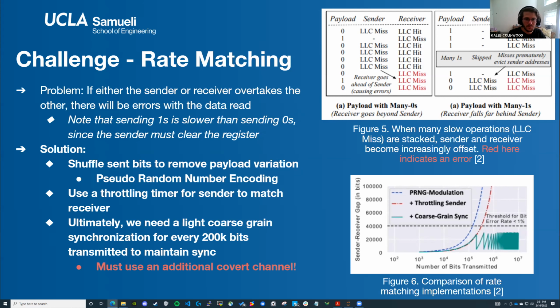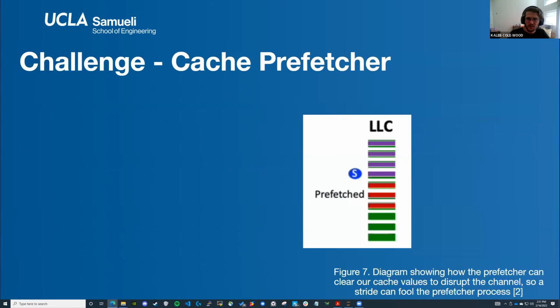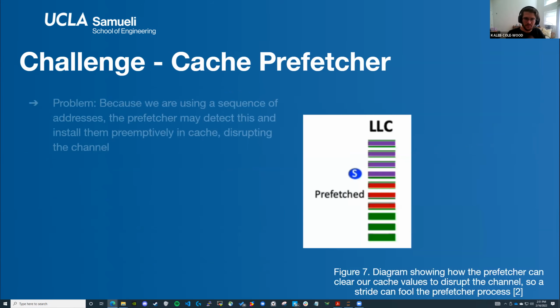Let's see. So the next challenge involves the prefetcher. In general, the prefetcher tries to prevent cache misses in order to avoid accessing the memory, which is slower. And this is not what we want, because our data transmission depends on the combination of both cache hits and misses. And so preemptively installing these cache entries based on the previous ones is what the prefetcher does, and it can disrupt the channel.